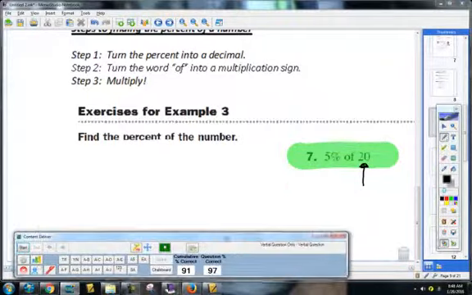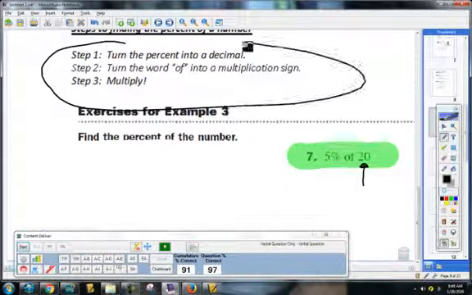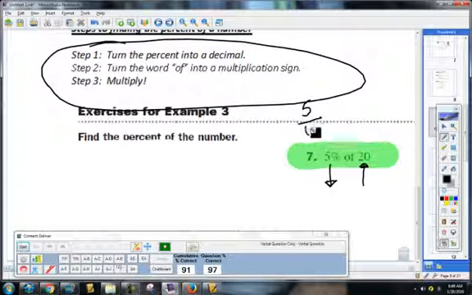Now there's 2 ways to do it. The first way is to follow this method, which is in your notes. You can follow those 3 steps. Remember, that's the one where you convert this to a regular number. Again, we know that 5% is 5 divided by 100, which is going to be 0.05. Of means multiply, 0.05 times 20. Regardless, of means multiply. We got to convert that to a regular number. We do that, we would get 1.